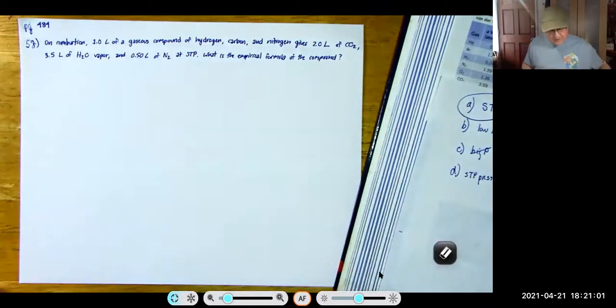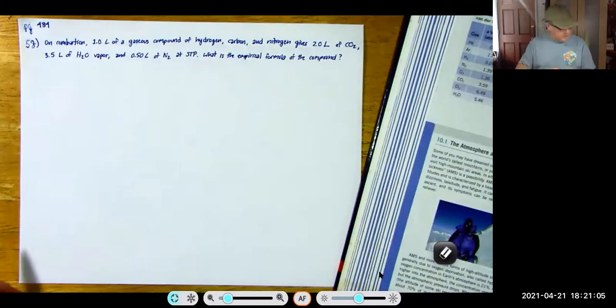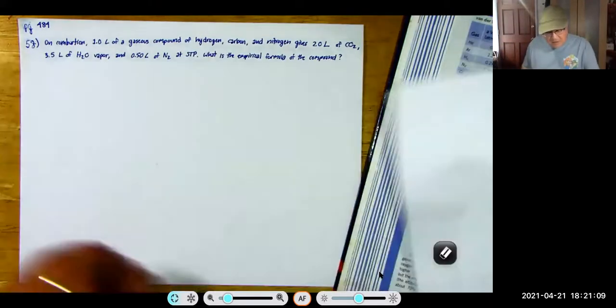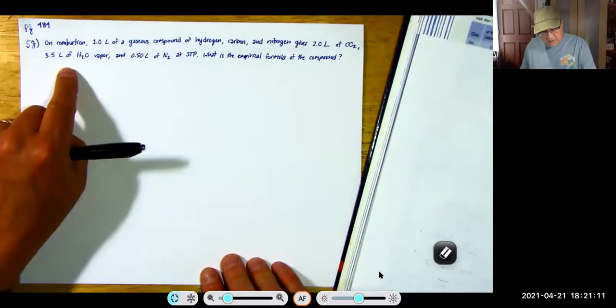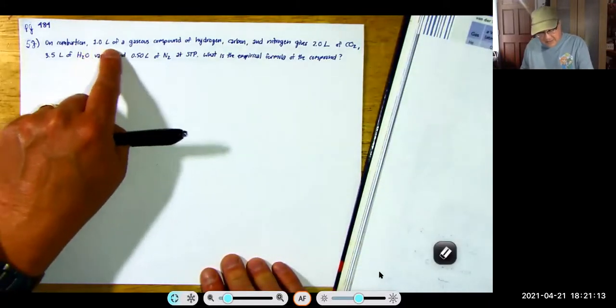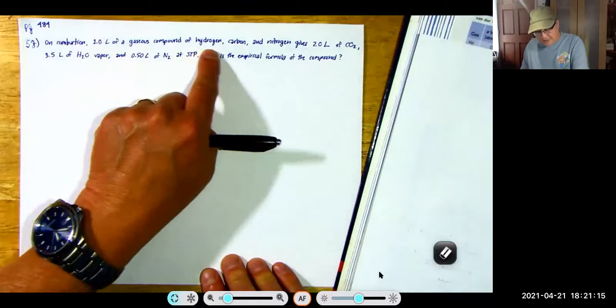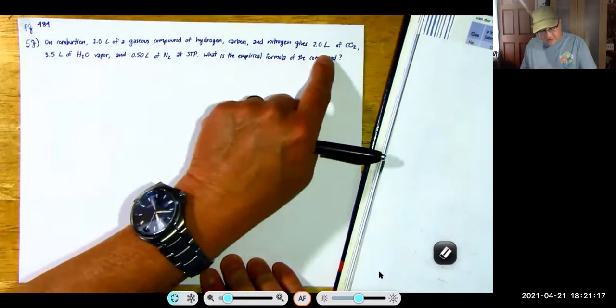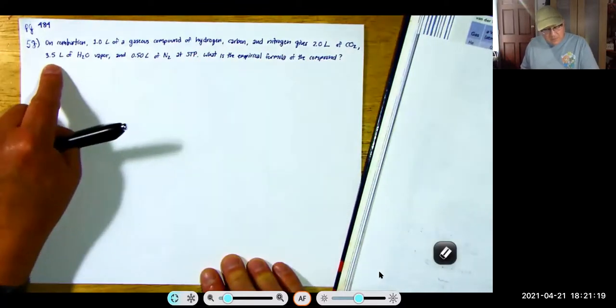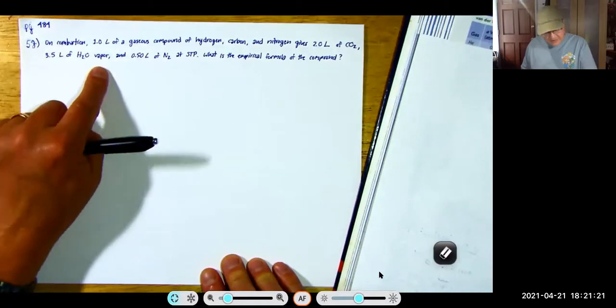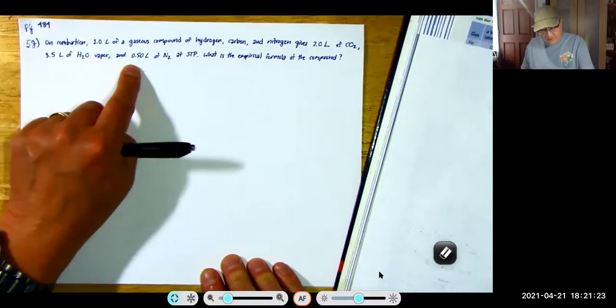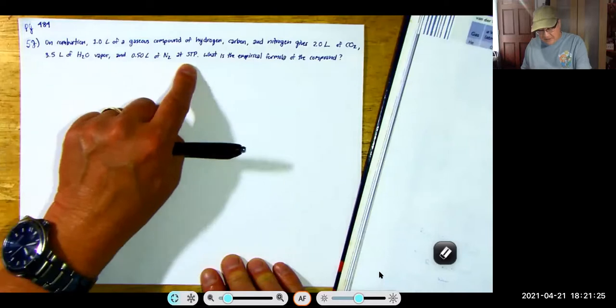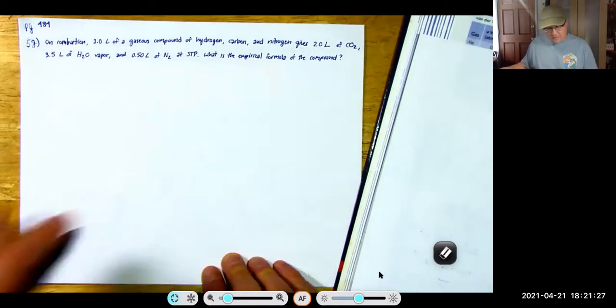All right, let's look at number 58. So we skipped a few of these. On combustion, one liter of a gaseous compound of hydrogen, carbon, and nitrogen gives 2 liters of CO2, 3.5 liters of H2O vapor, so that's a gas, and 0.50 liters of N2 at STP. What is the empirical formula of the compound?